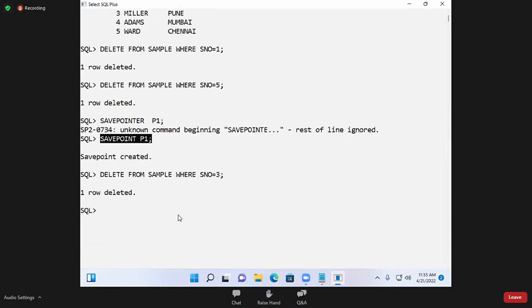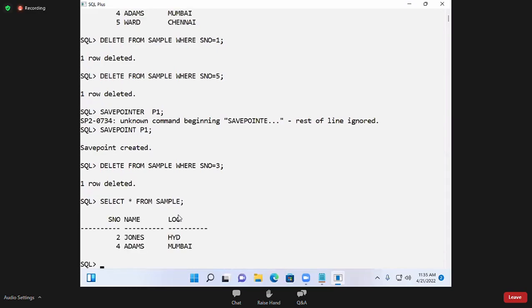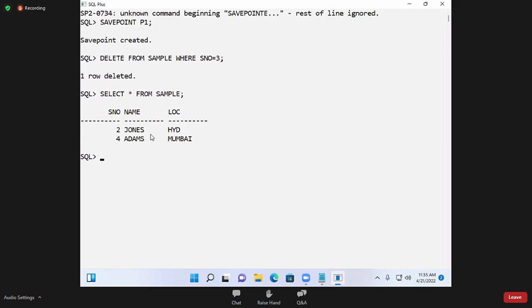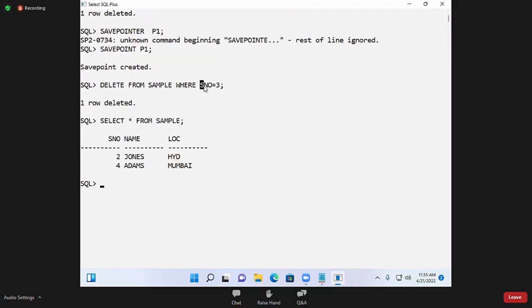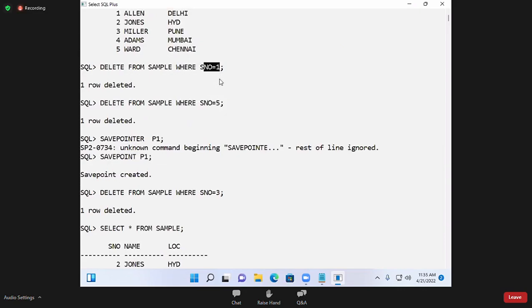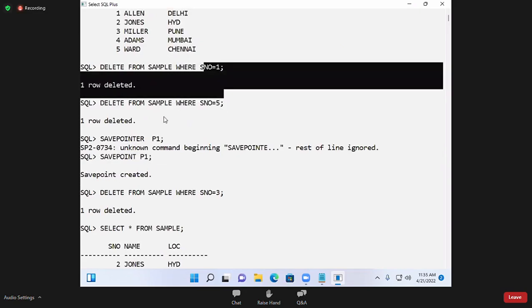Now finally, come back and see your table in the database. How many rows are left? 2 rows are left. What are those? 2 and 4. Suppose you can see here, 3 rows I deleted. 1 row is under pointer memory and the remaining 2 rows are in the instance memory.